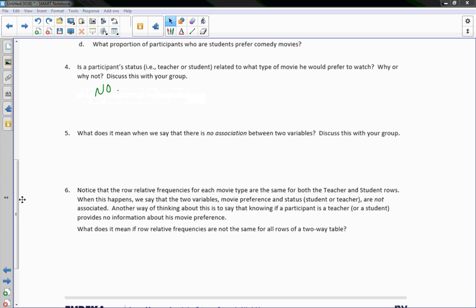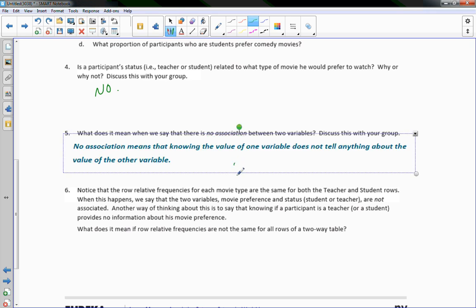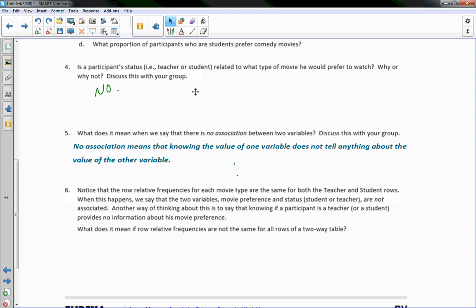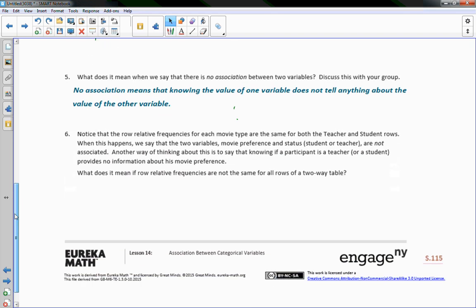Okay, number 5 says, what does it mean when we say that there is no association between variables? Okay, no association between two variables. Discuss with your group. No association means that knowing the value of one variable does not tell anything about the value of the other variable. Okay, that's what it means to have no association.